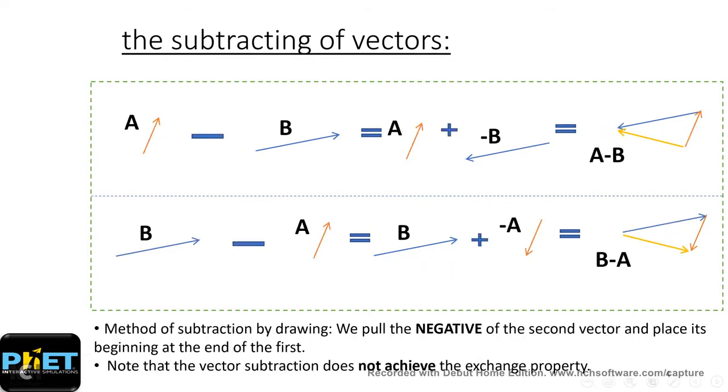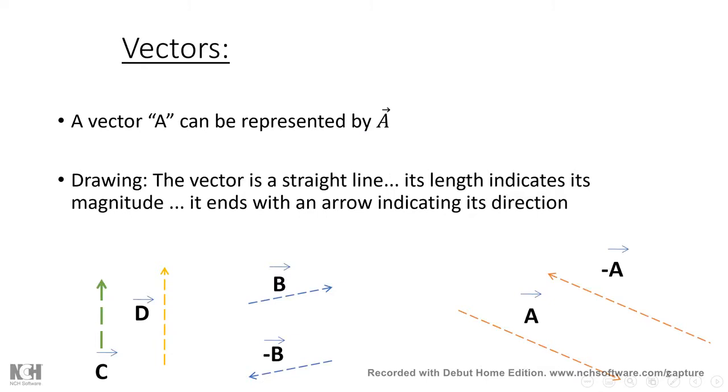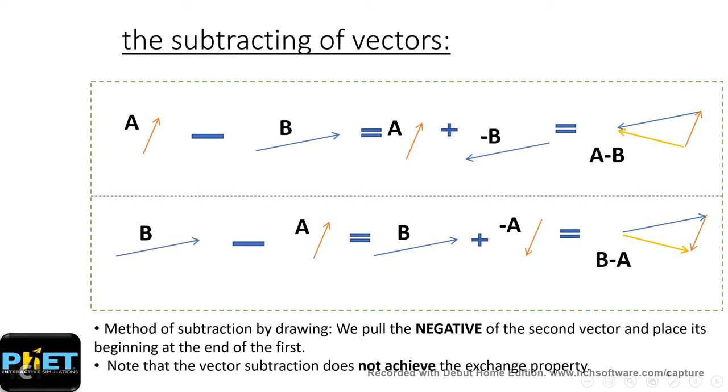The subtraction of vectors. If we have the vectors A and B again, this is A and this is B, and I need to find A minus B. It is easy. We know from before that minus B is equal to B in length but in the opposite direction. So A minus B, I can use this minus sign and put it on B, so I can add A plus minus B. This is B, this is minus B. I just exchange the direction.